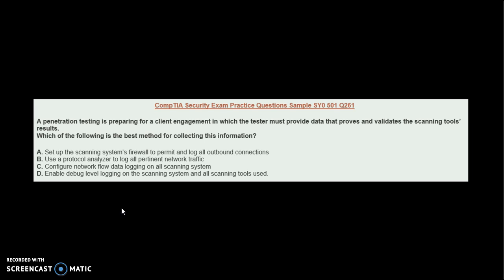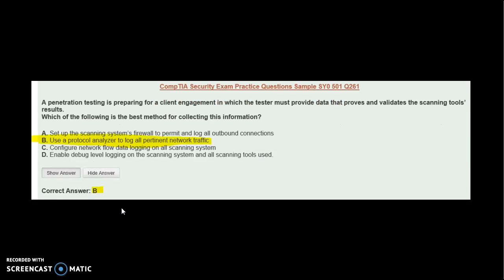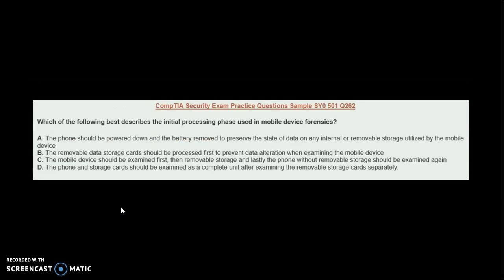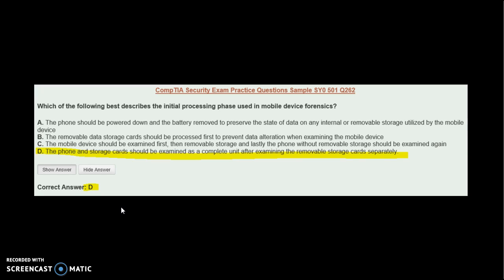A penetration tester is preparing for a client engagement in which the tester must provide data that proves and validates the scanning tool's results. Which of the following is the best method for collecting this information? B. Use a protocol analyzer, also known as a sniffer, to log all pertinent network traffic. Which of the following best describes the initial processing phase used in mobile device forensics? The phone and storage cards should be examined as a complete unit after examining the removable storage cards separately.